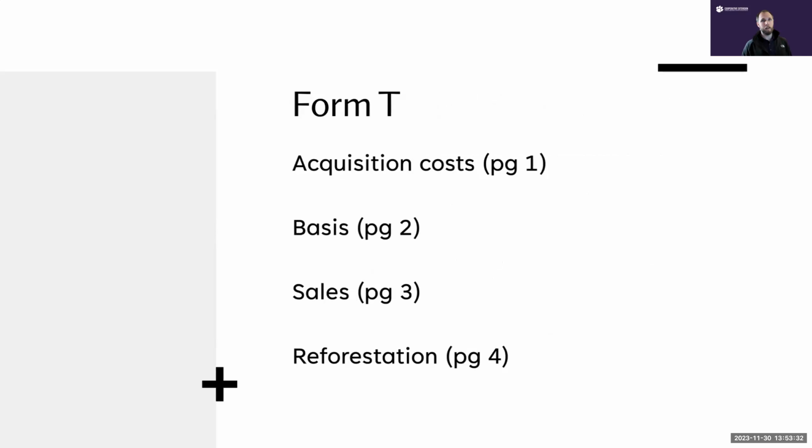And then the Form T is the form where you actually can see a lot of this and how it's calculated and how it's reported on this particular form. So page 1 is the acquisition of the property. Page 2 is where you're tracking the basis through the different assets, including the land and the improvements and the timber, both merchantable and pre-merchantable. Page 3 is going to be sales, and it'll also have some information for reforestation.